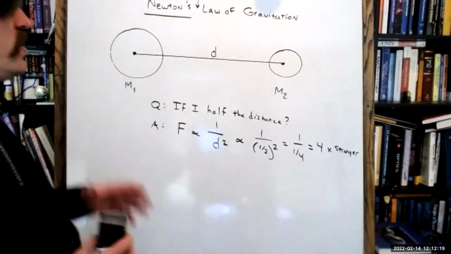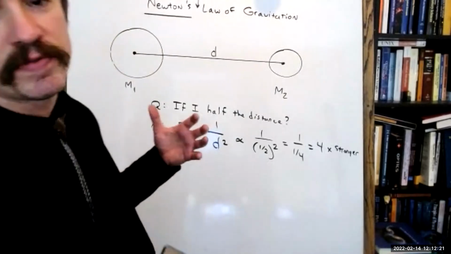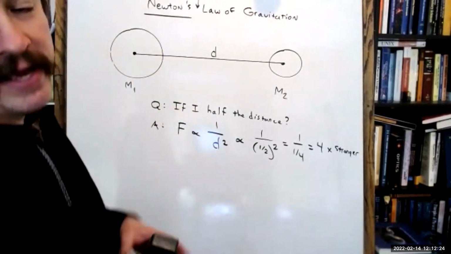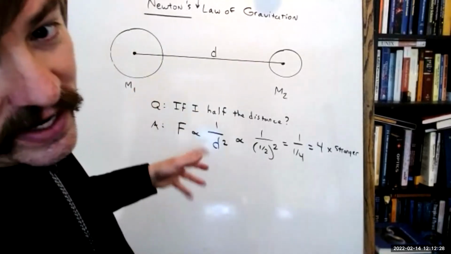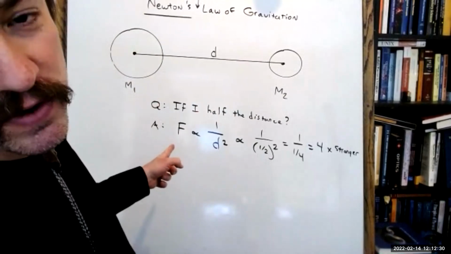Now, the reason why Newton wrote it in terms of a proportionality symbol is because we actually need to measure the strength of gravity if we want to figure out what the actual force is.